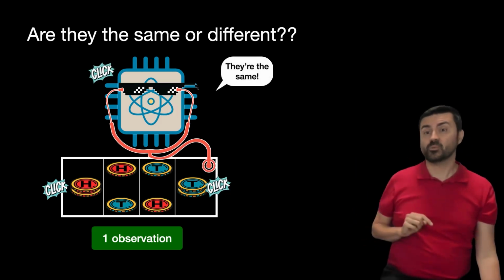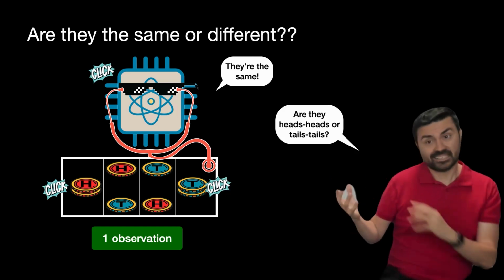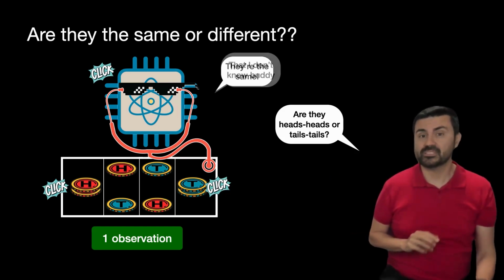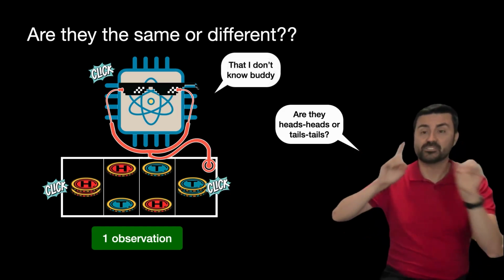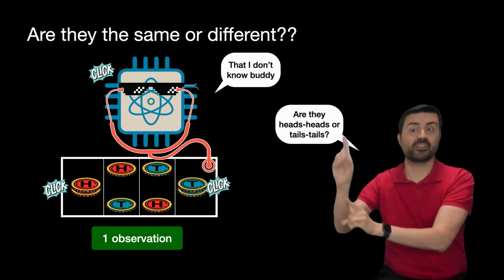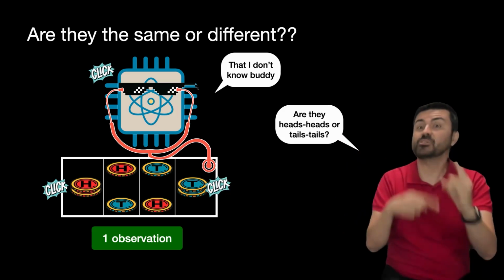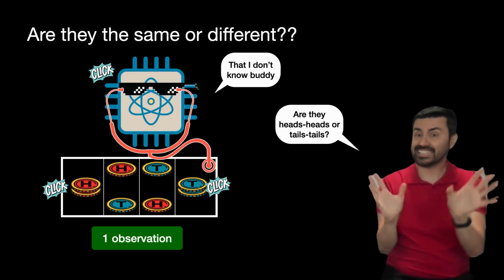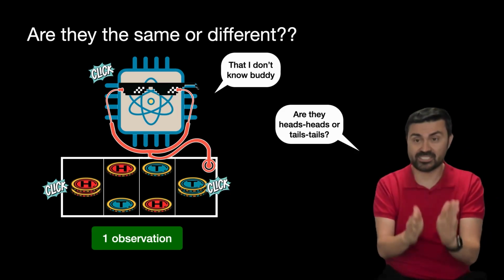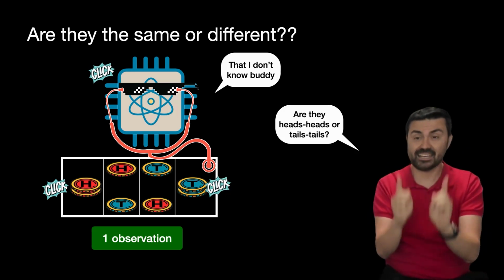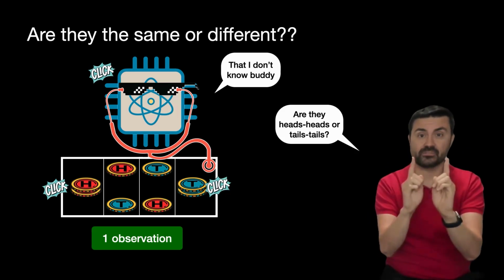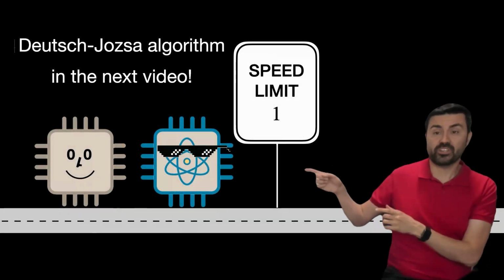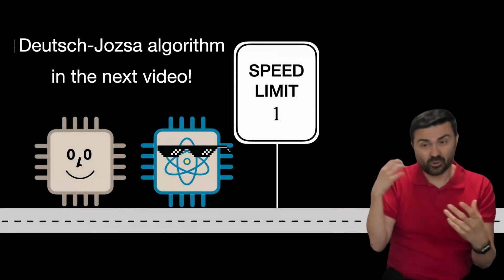Now, if I were to ask the quantum computer, are they heads heads or tails tails? The computer would say, I have no idea, because for that, I would need another observation. If I were to know, then I would be surpassing the speed of information. I can't do that. I can only tell you if they're the same or if they're different because I used one observation.